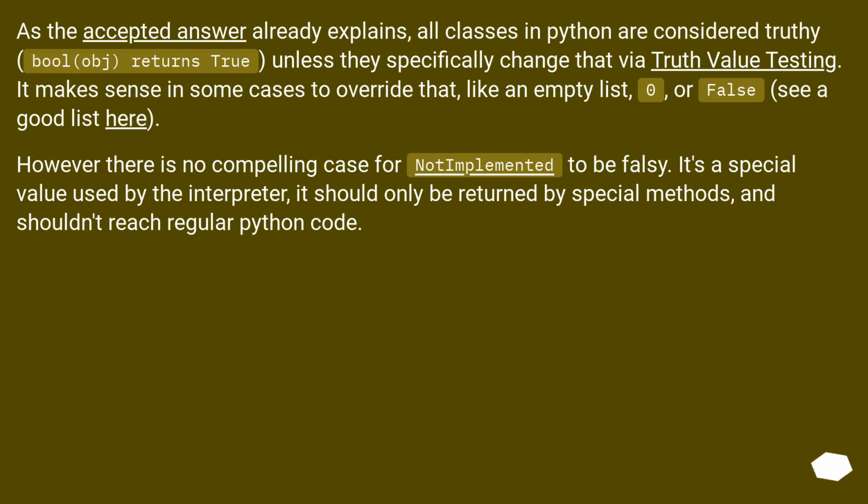As the accepted answer already explains, all classes in Python are considered truthy, bool returns True, unless they specifically change that via truth value testing. It makes sense in some cases to override that, like an empty list, 0, or False, see a good list here. However, there is no compelling case for NotImplemented to be falsy. It's a special value used by the interpreter, it should only be returned by special methods, and shouldn't reach regular Python code.